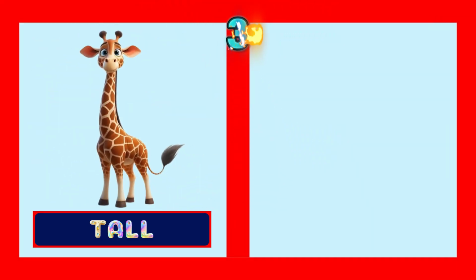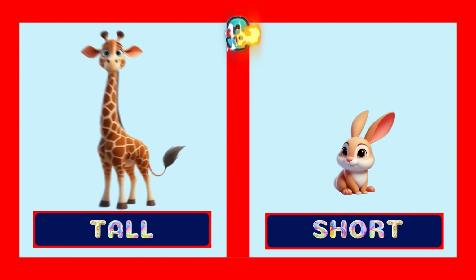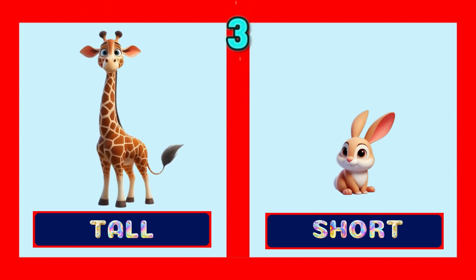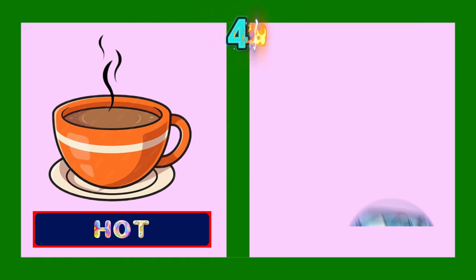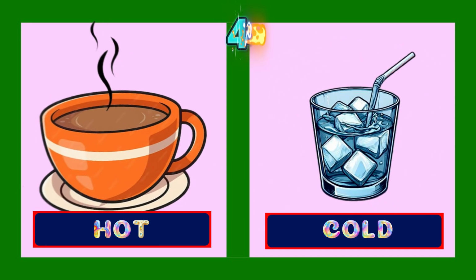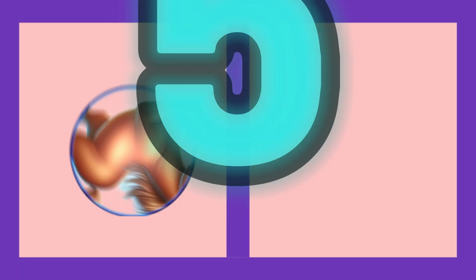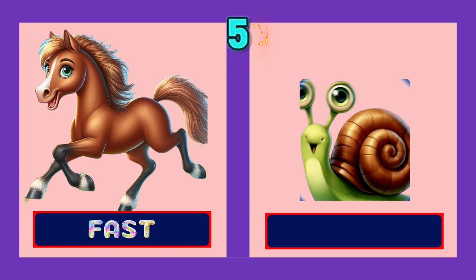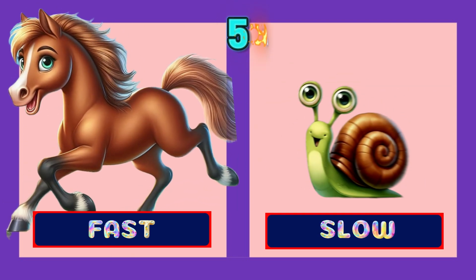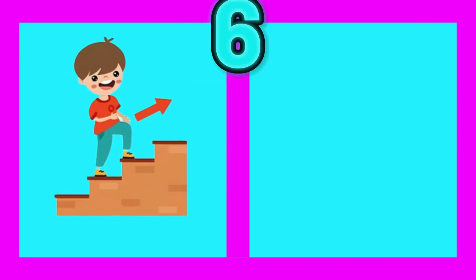Giraffe is tall. Rabbit is short. Tall. Short. Tea is hot. Ice is cold. Hot. Cold. Horse is fast. Snail is slow. Fast. Slow.